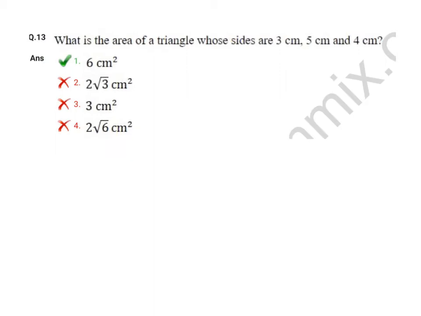Next, what is the area of a triangle whose sides are 3, 5 and 4? So we know 3, 5, 4 or 3, 4, 5 is a right angle triangle. These two sides are height and base. So half into 3 into 4, that is 6.